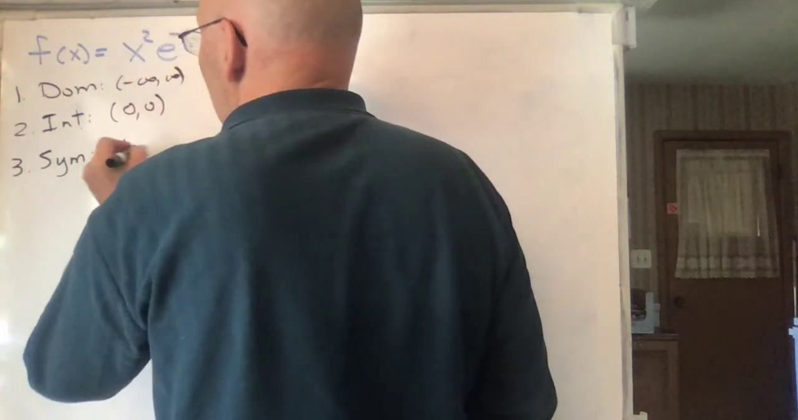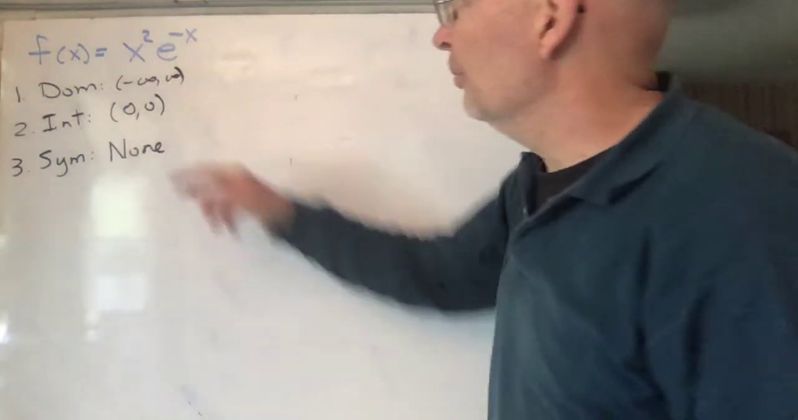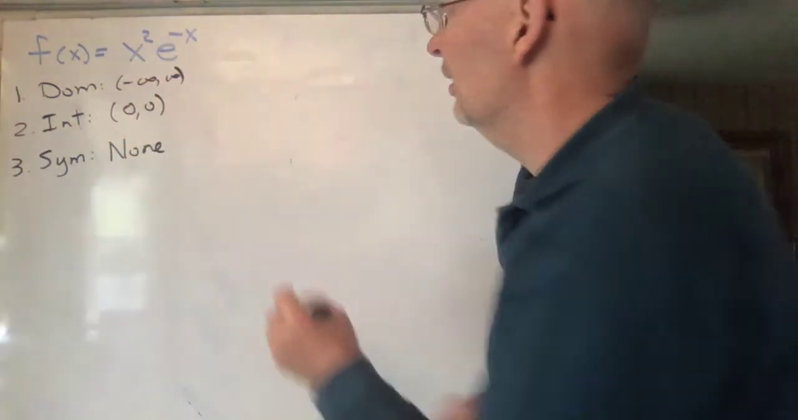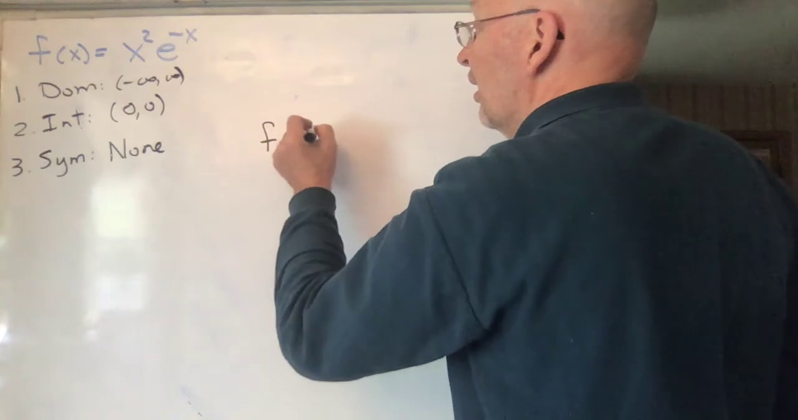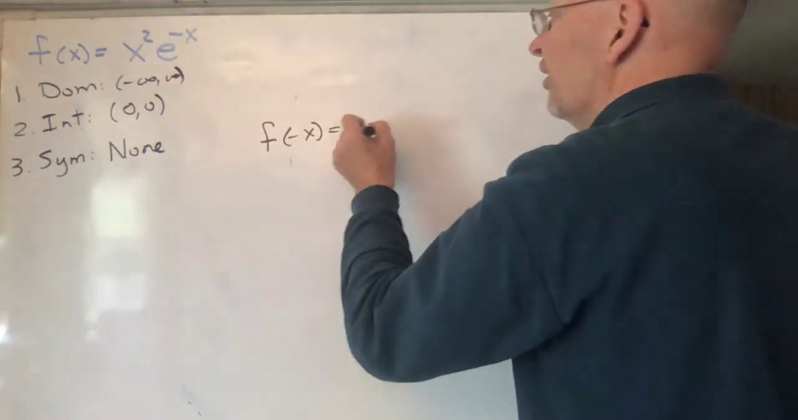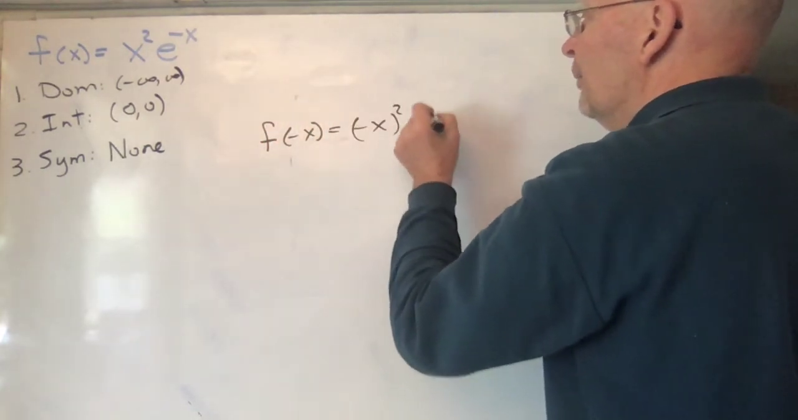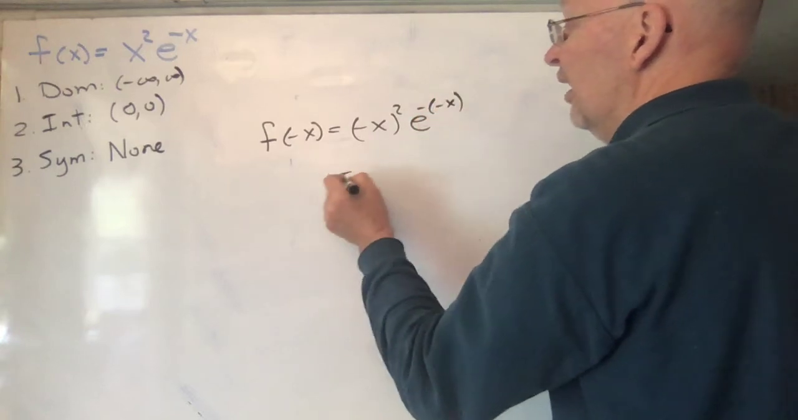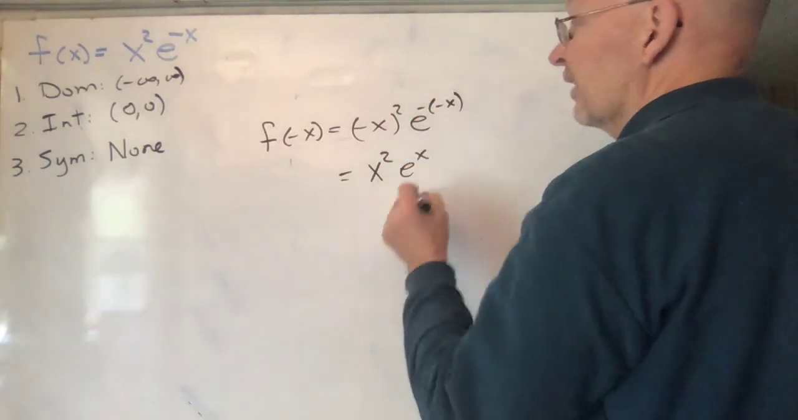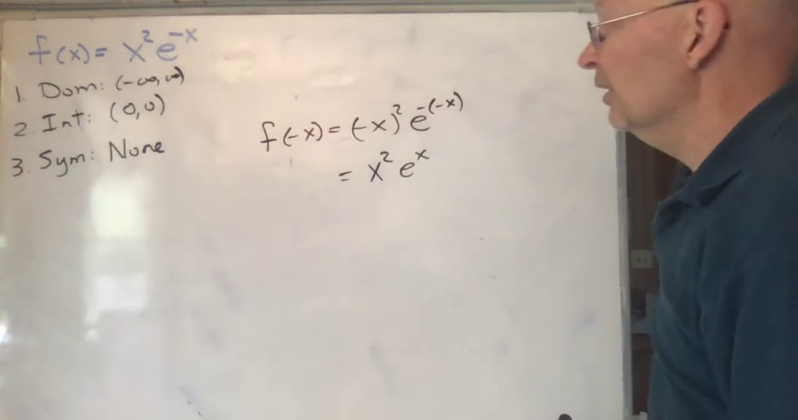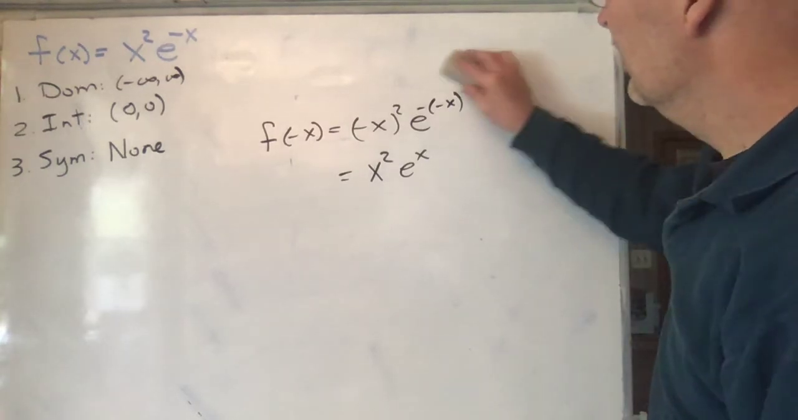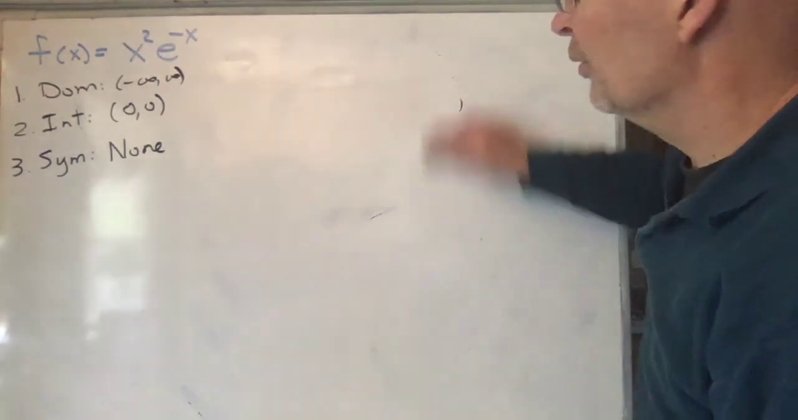Symmetries, none. You put in a negative x for x there. You're going to get negative x quantity squared times e to the negative of negative x. That becomes x squared e to the x. It's not the same as the original, nor is it the opposite of the original, so the negative of the original. So no symmetries.